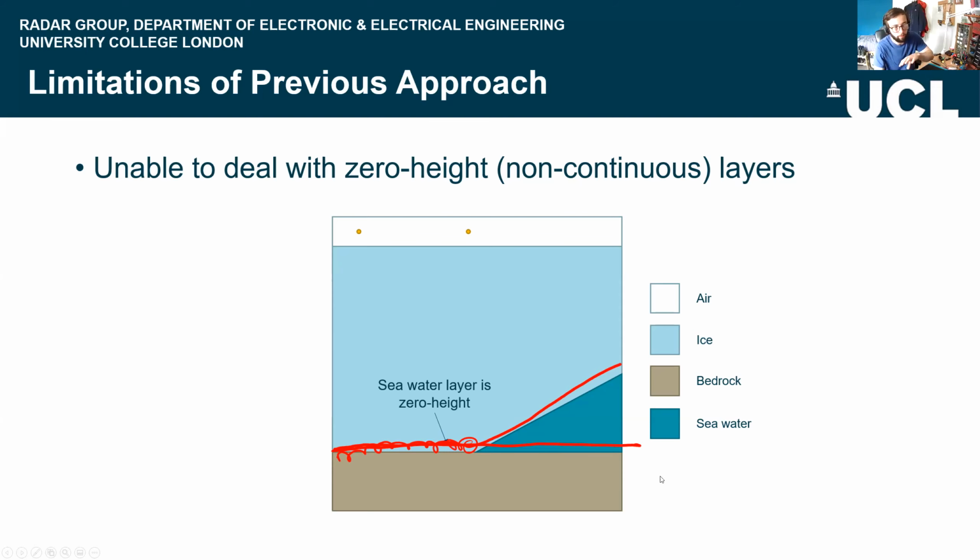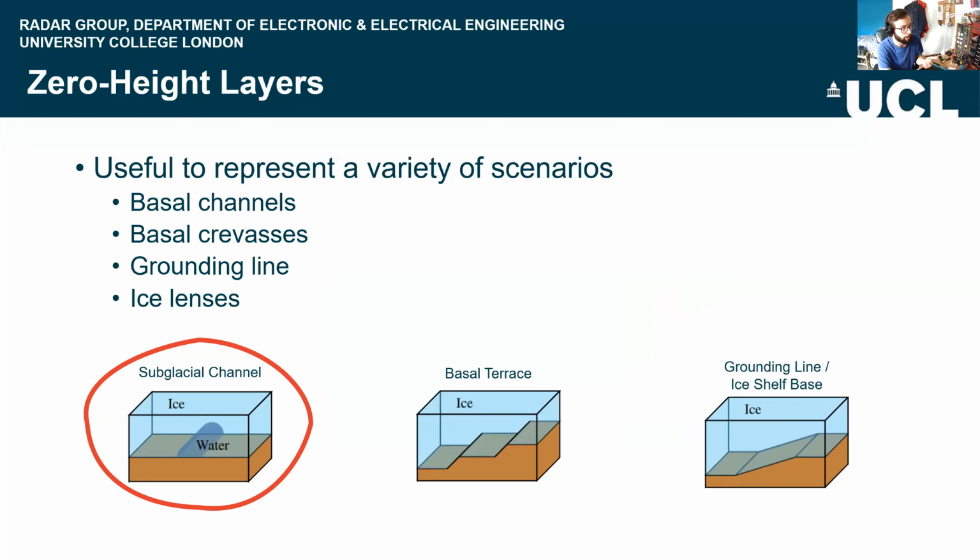So for geometries like this, which represent the grounding line, if you think back to that ice sheet cartoon I had at the very beginning, where we see the seawater coming out from underneath the ice, that's obviously a geometry of interest to study, so we need to be able to represent those. So as I've said, they're useful for representing various geometries. Another one of those is this basal channel geometry.